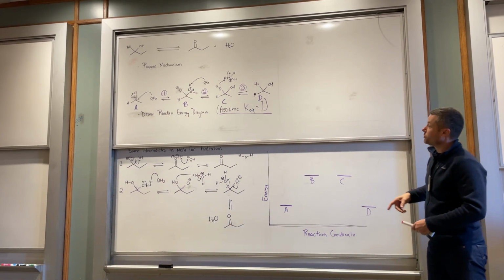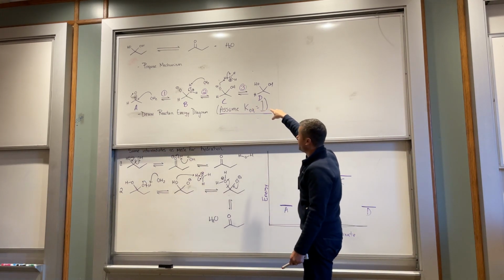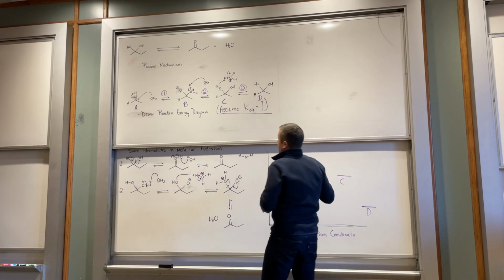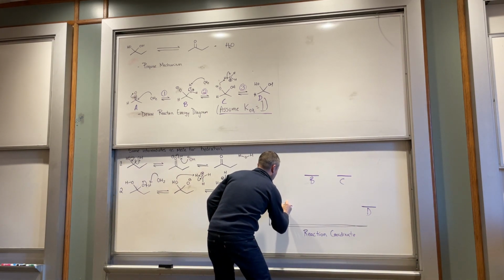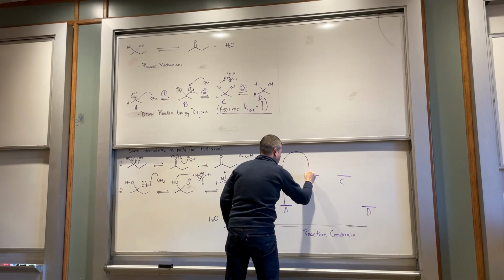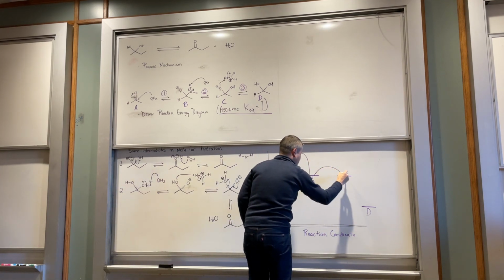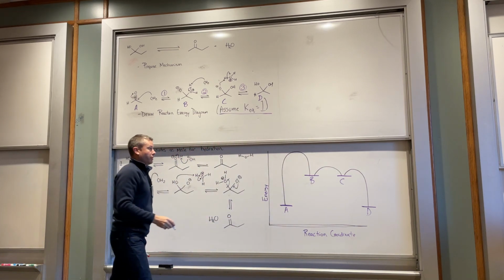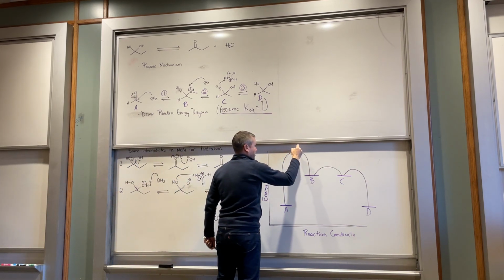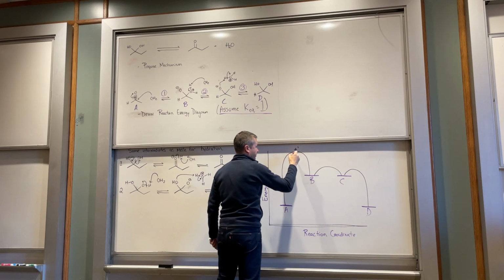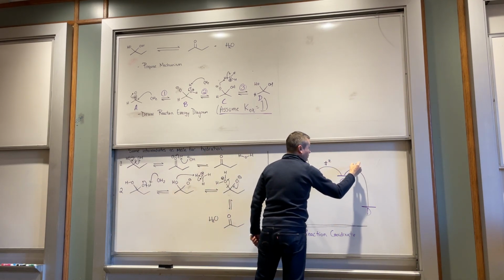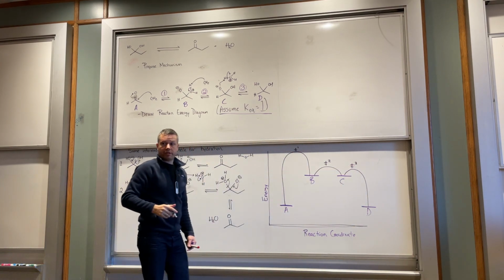Yep. So each of the steps here, 1, 2, and 3, is going to be represented by a hump, right? This would be transition state 1, or step 1, transition state 2, and transition state 3. Very good.